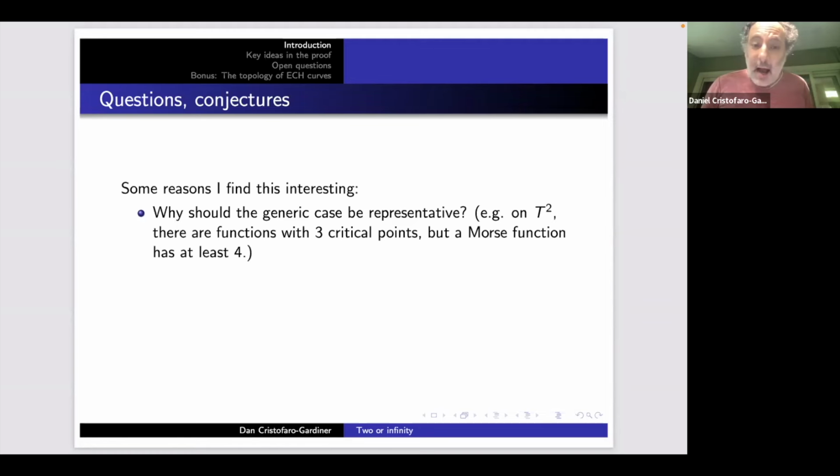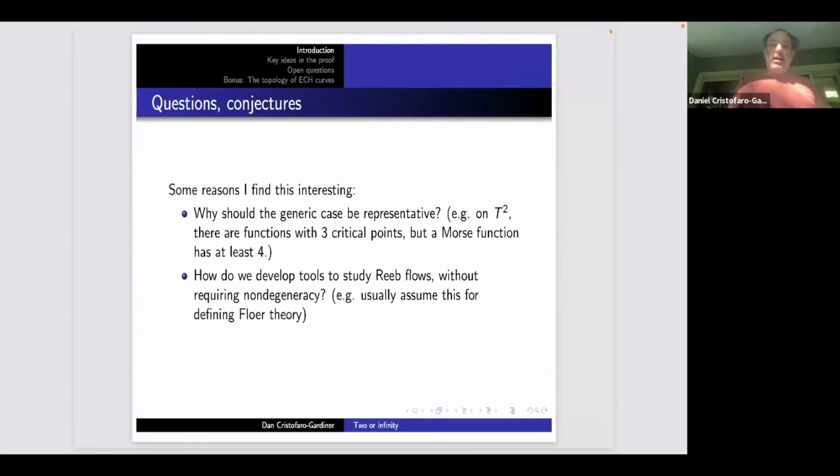It doesn't seem improbable that there's some contact form with exactly 7 Reeb orbits lurking away from the generic case. Okay.